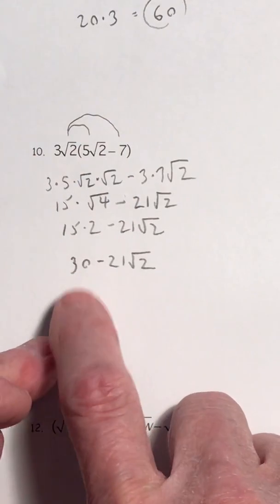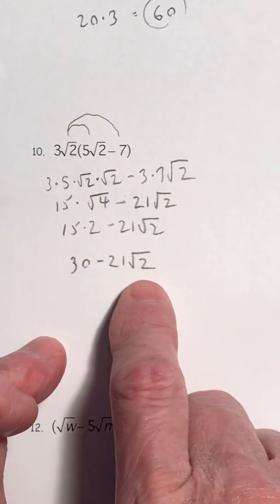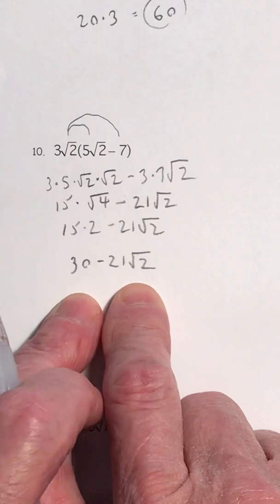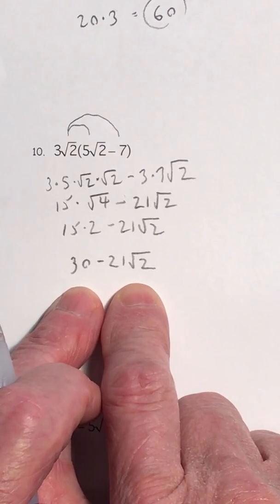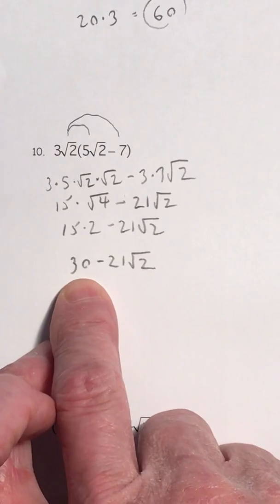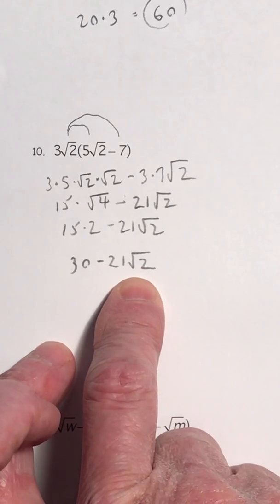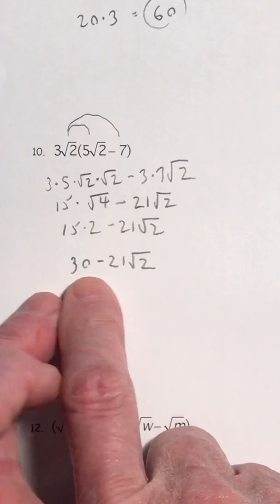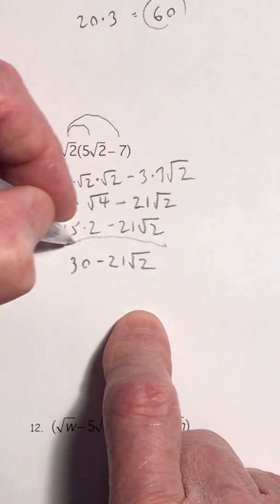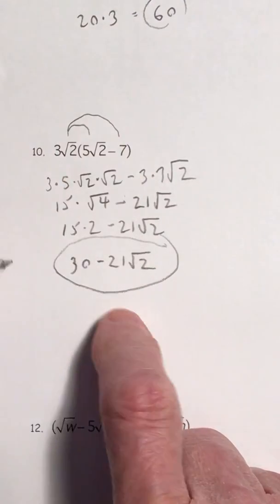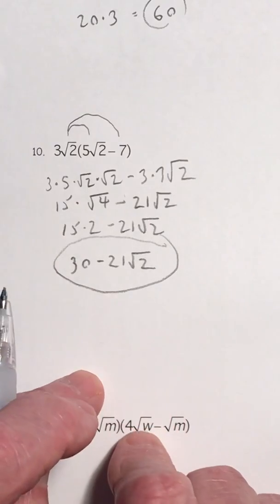And this is just like if we had 30 minus 21x. We would say, don't go any further. You don't have any like terms to combine. This is the number 30. This is 21 square root 2's. So these are not like terms. Part of the game here is knowing when to stop. So you stop right there.